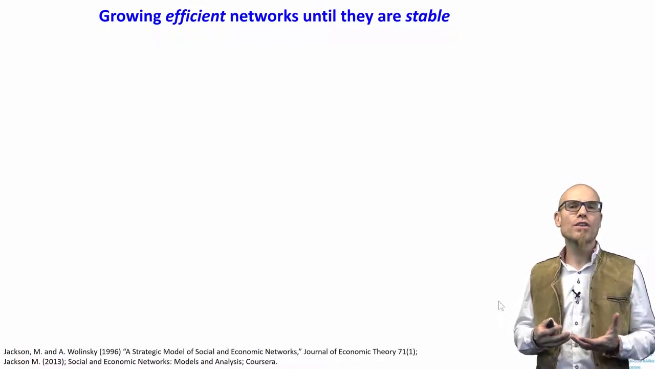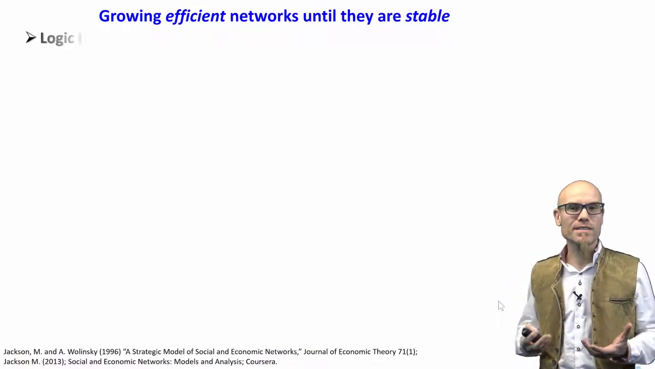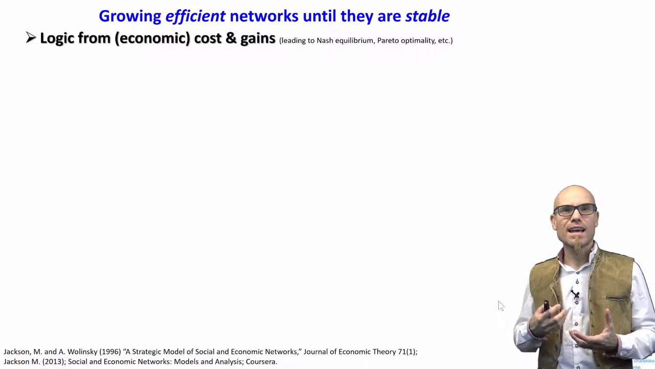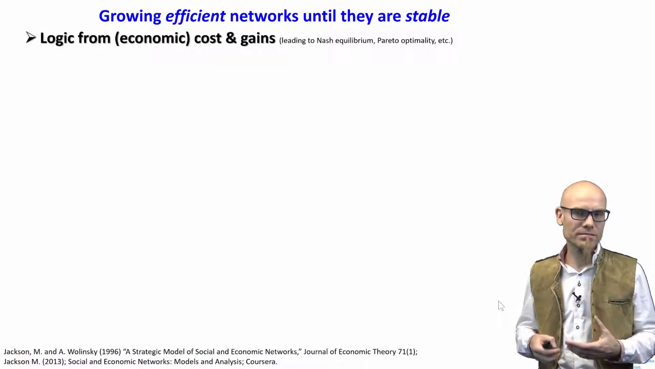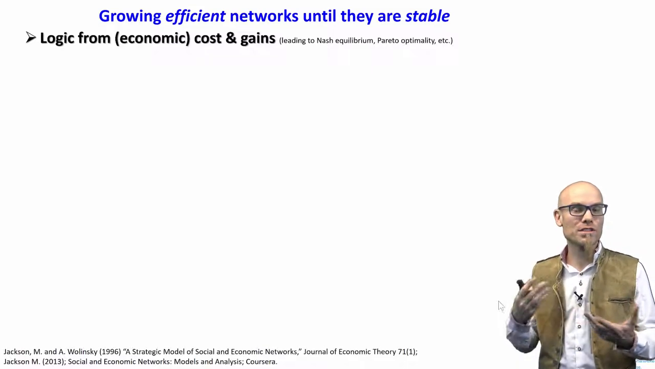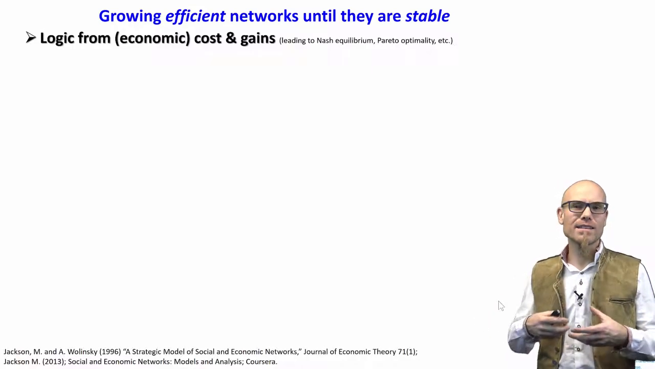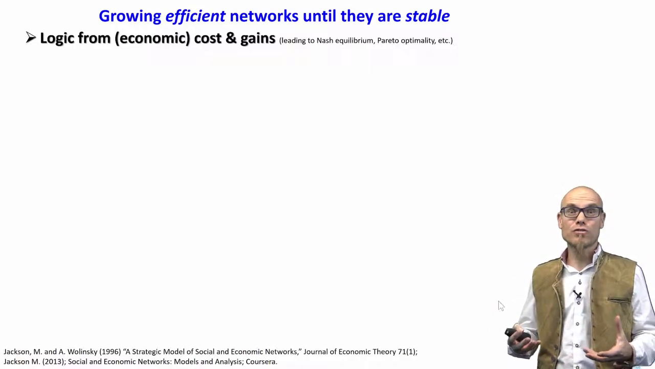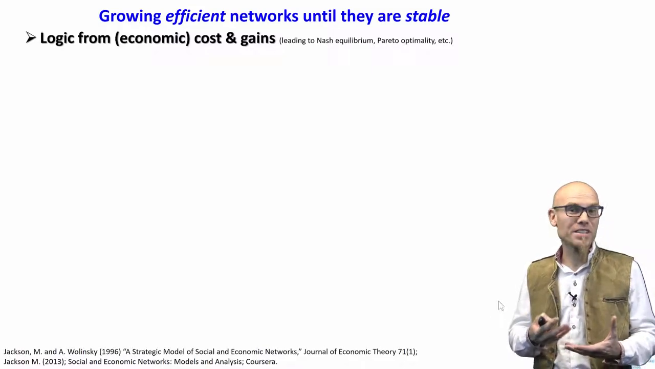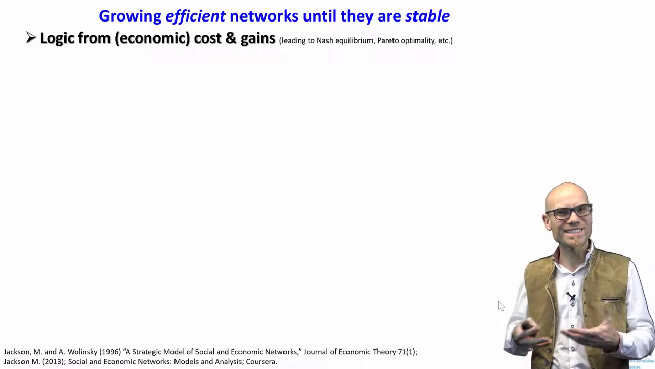So one of the logics we can go about it is to take a logic from economic costs and gains, because having and maintaining connections has benefits. You gain from having friends, but it's also costly. It takes your time, might take resources for a company to connect to many other companies, collaborators, clients. If you have a team that's too big, there's so many people, you don't have time for everybody. So there are costs and there's benefits. The benefit might be that a big team gives you a lot of diversity of skills, but it's also a cost.